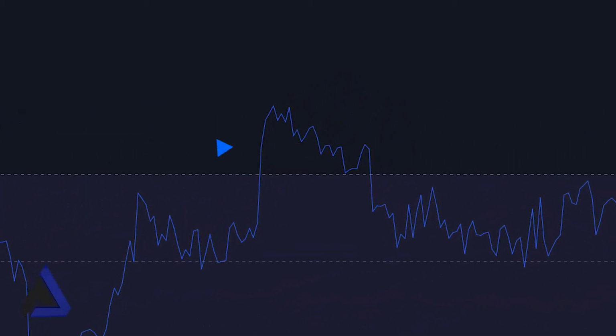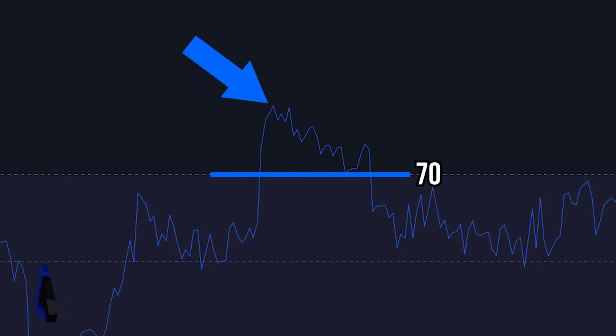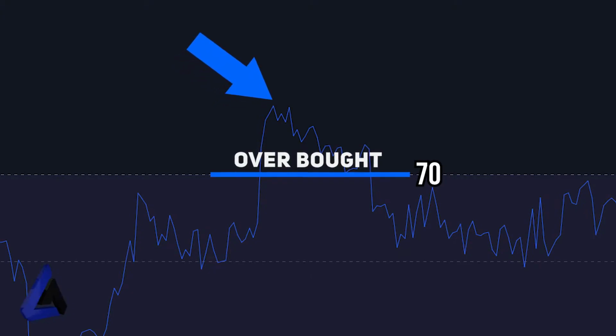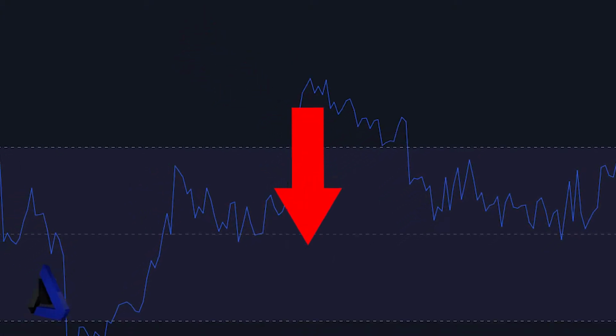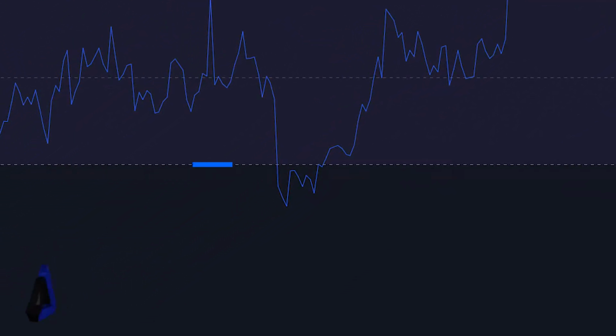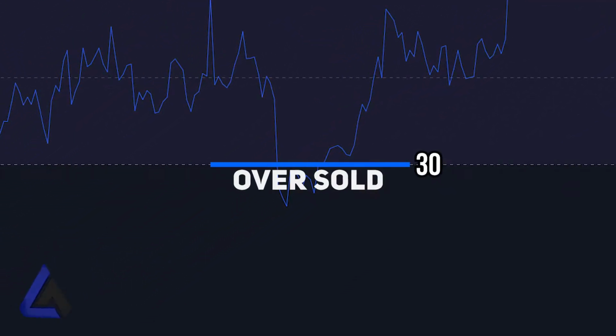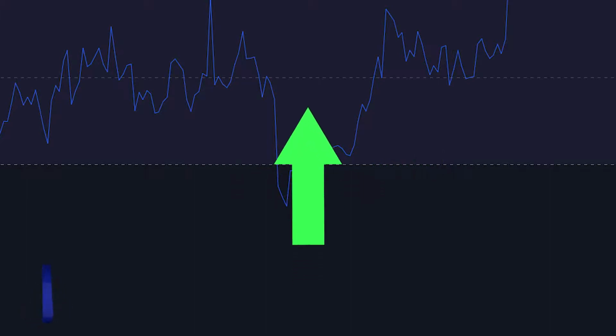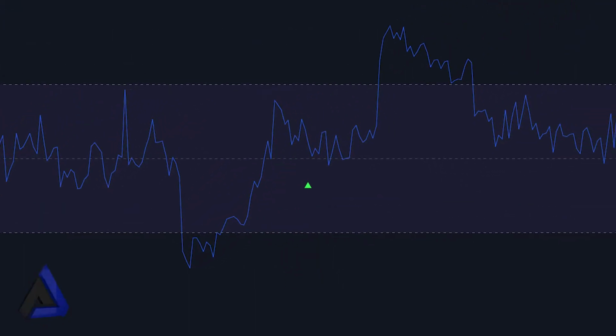If the RSI is above 70, this is where the market is considered overbought and we can expect the price to reverse down. Same with the RSI going below 30. The market is considered oversold and we can expect the market to reverse up. Well, this is completely wrong.